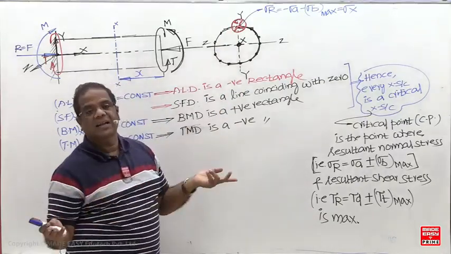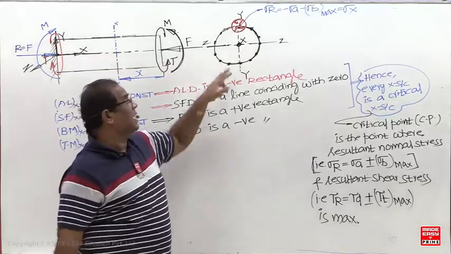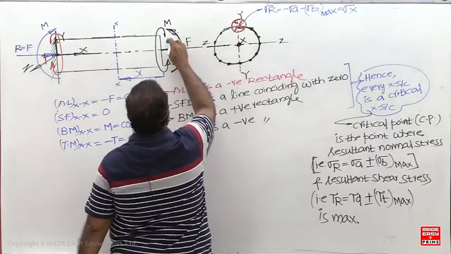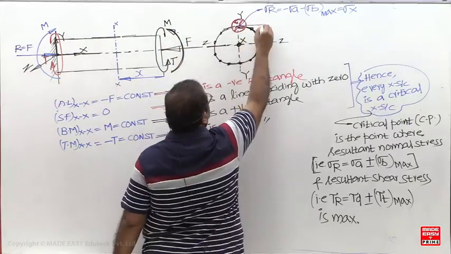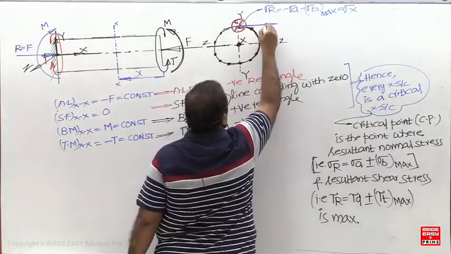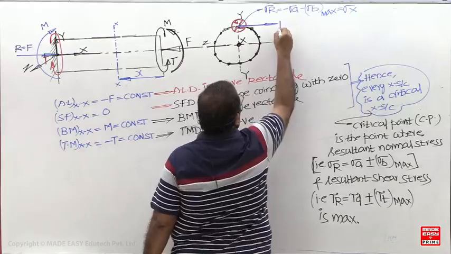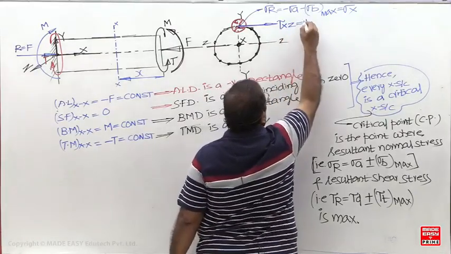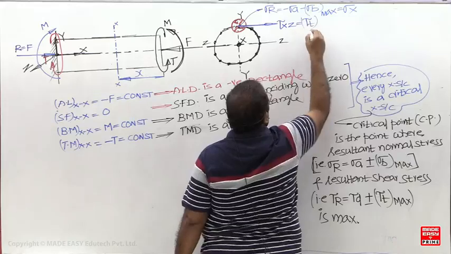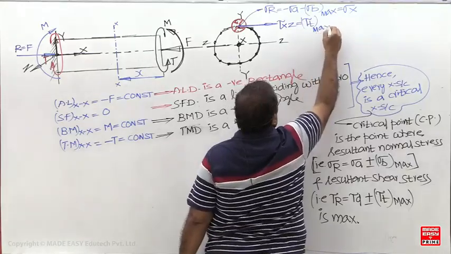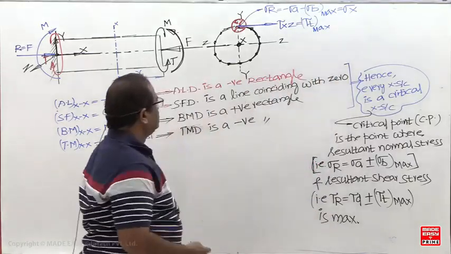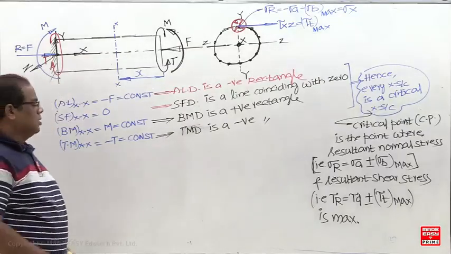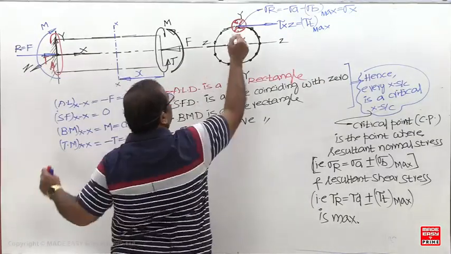Now if all are acting, axial load, bend moment and twist moment, this is the critical point. The torsional shear stress here is now clockwise, so your torsional shear stress is like this. So this will become tau. So this point is a critical point.